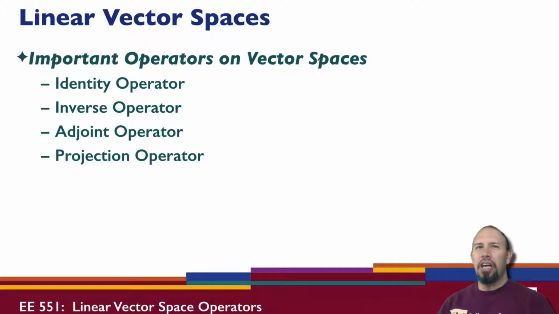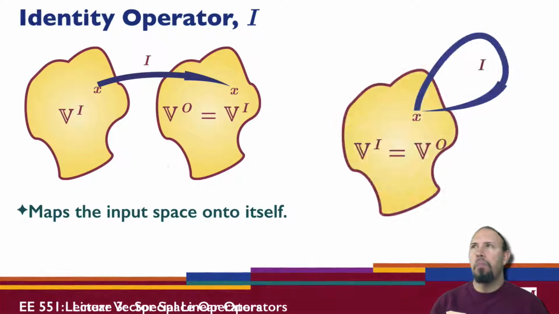Okay, now we're going to be talking about operators on vector spaces, and there are some basic but important operators on vector spaces. There's the identity operator, the inverse operator, the adjoint operator, and the projection operator.